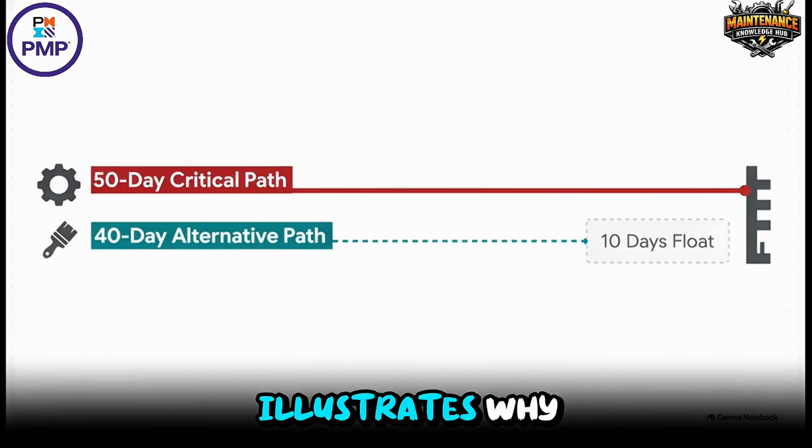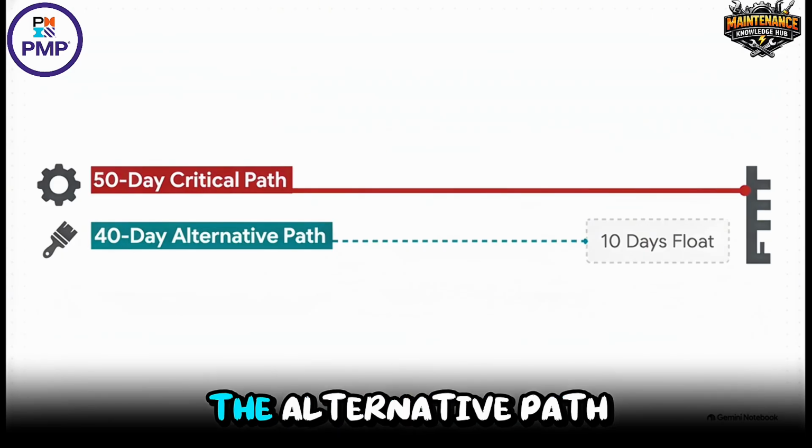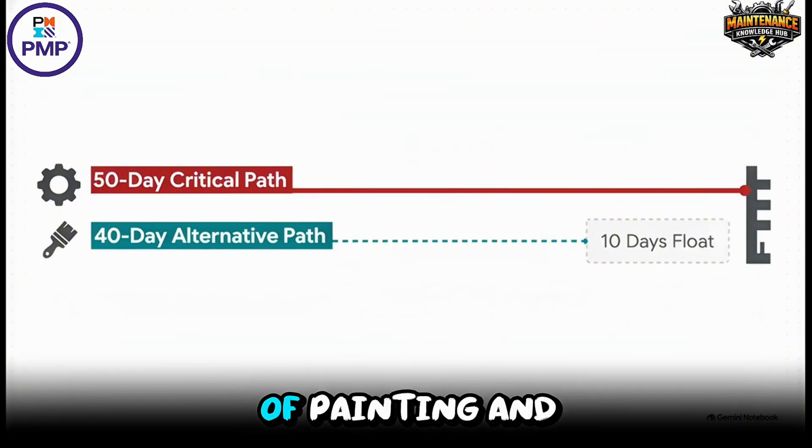And this brilliantly illustrates why the longest path is totally the boss. Imagine that alongside our 50-day machinery installation, we also have a separate, totally independent team painting the factory floor. Let's call that the alternative path. And their sequence of painting and drying tasks only takes 40 days.